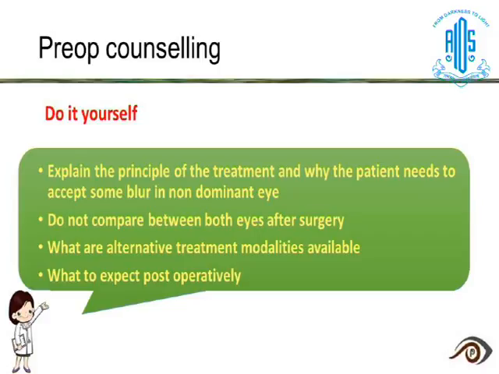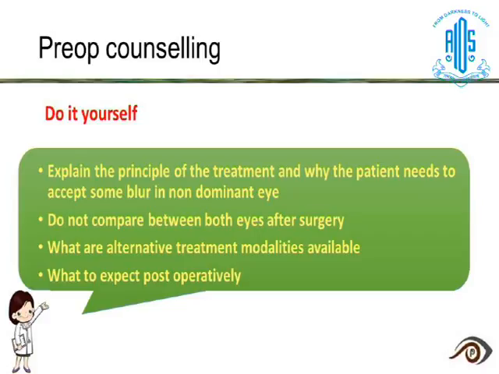So explain the principle of the treatment and why the patient needs to accept some blur in the non-dominant eye. It will be of the order of 6/18 to 6/9 in the non-dominant eye. That is what we have observed, which is again less than what a patient would have with 1.5 diopter myopia. That would be around 6/36 or 6/24 vision, but you actually get better vision in the non-dominant eye. But they need to tolerate that much at least. And tell them not to compare between both eyes. You need to repeat telling them this even after the treatment.